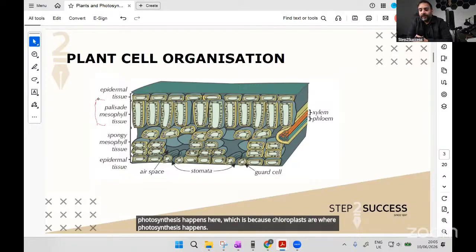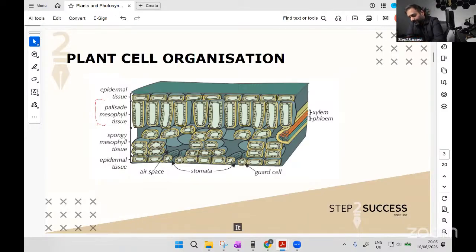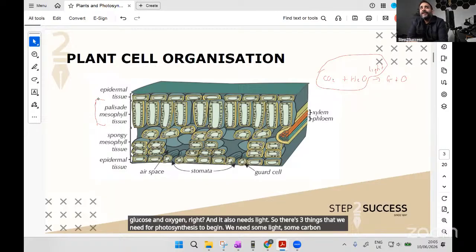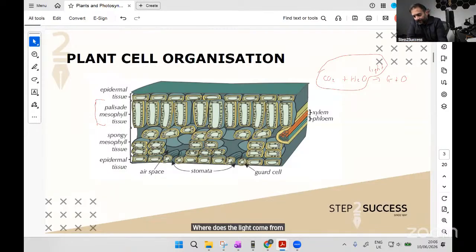Now, what does photosynthesis require? There's an equation for it: carbon dioxide and water produce glucose and oxygen, and it also needs light. So there are three things we need for photosynthesis to begin: some light, some carbon dioxide, and some water. Where does the light come from? The light comes, obviously, from the sun or any light.